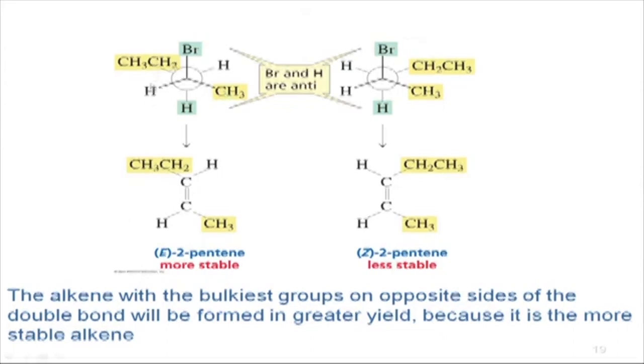Although there are two such interactions, the combined interaction between methyl and hydrogen and between ethyl and hydrogen is less than the eclipsing interaction of methyl and ethyl. Okay. So, ultimately this is the product that is obtained.